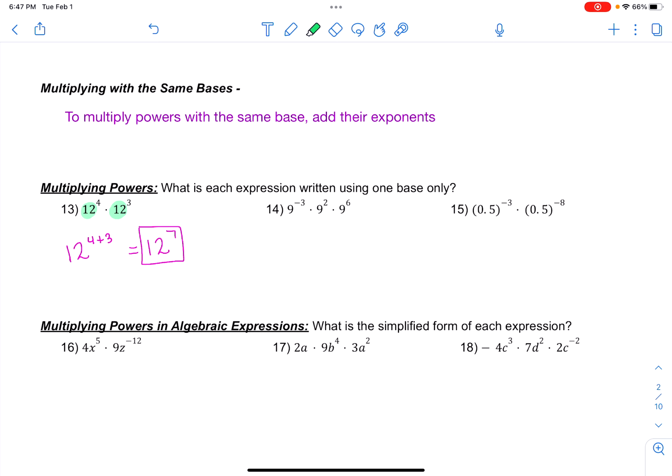So for number 14, again, we have 9 to the negative 3, 9 squared, and 9 to the 6th. All of those have the same bases, so that means we just pull that base of 9 over. And then we add all of those exponents together. Negative 3 plus 2 plus 6. And that gives us 5. So then our final answer using only one base is 9 to the 5th.